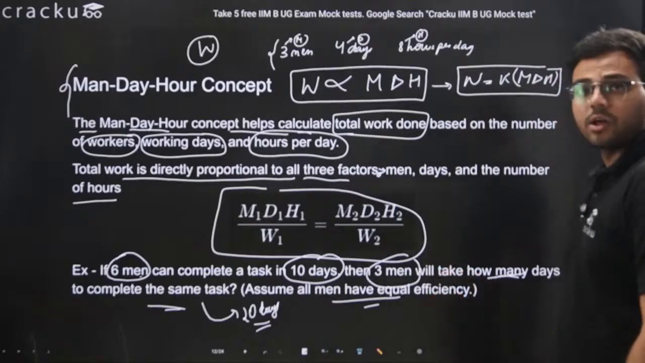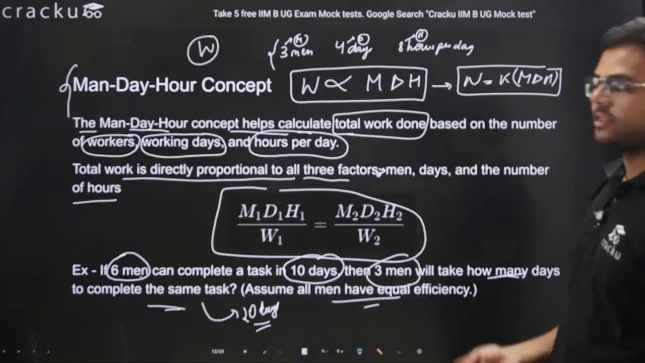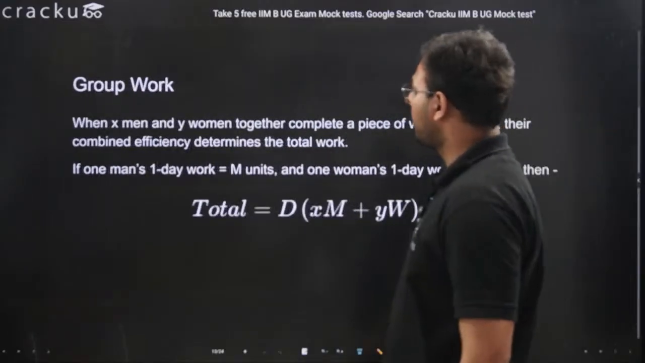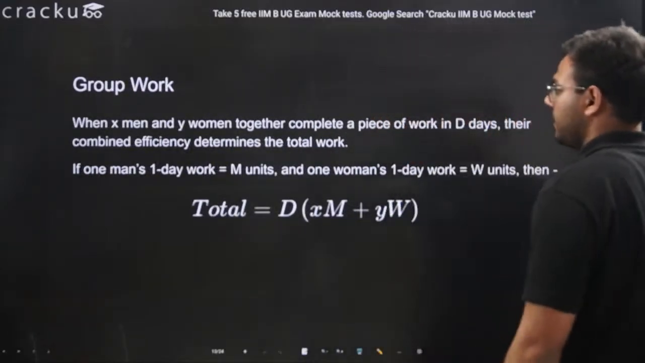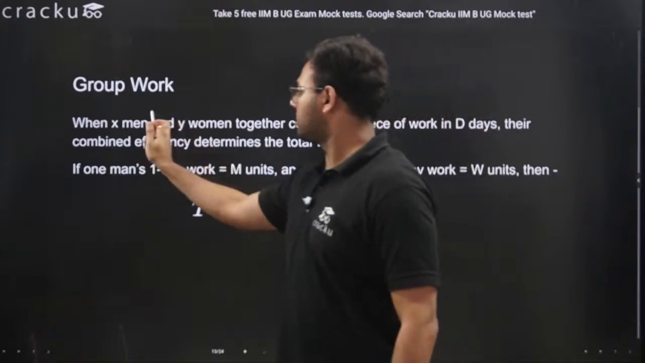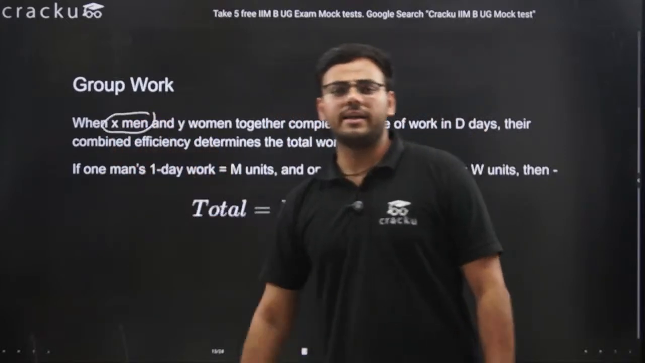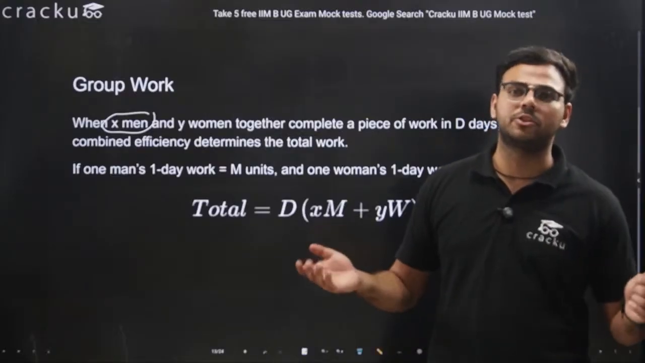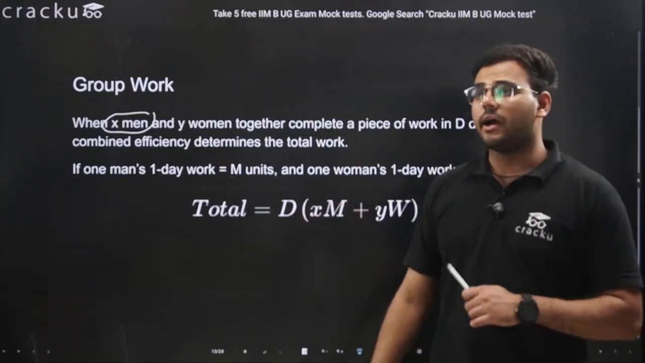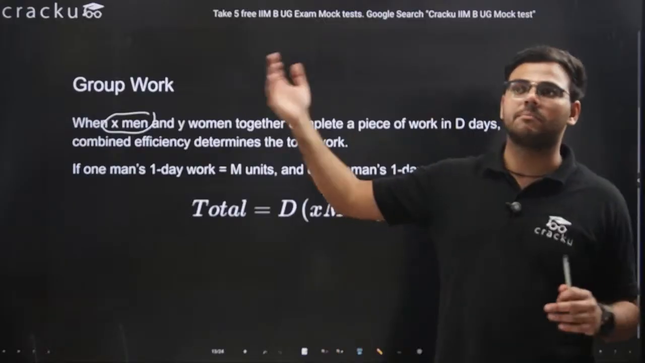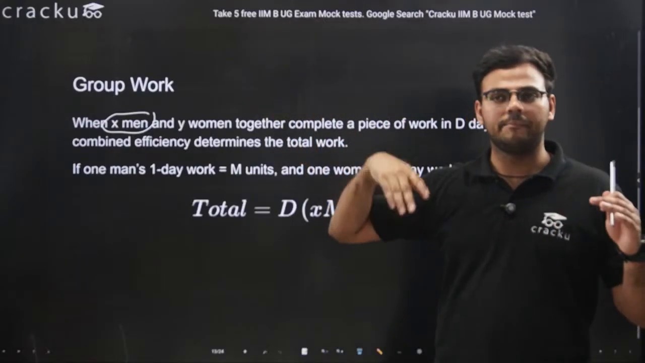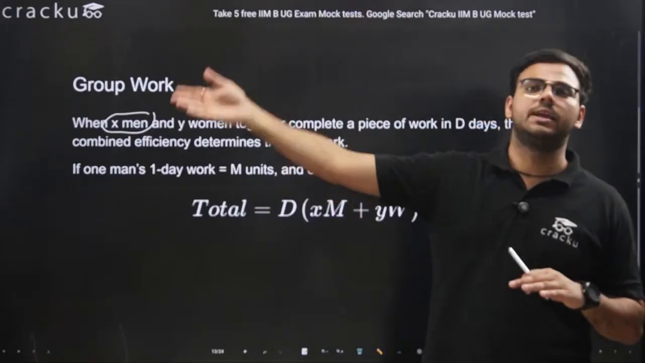So this is the Man-Day concept. Again, there's another concept in this one, which is group work. So group work is when, in certain scenarios, you will be given that 3 men and 5 women are completing a piece of work in, let's say, 10 days, and 8 women and 2 men are doing this same piece of work in, let's say, 15 days.